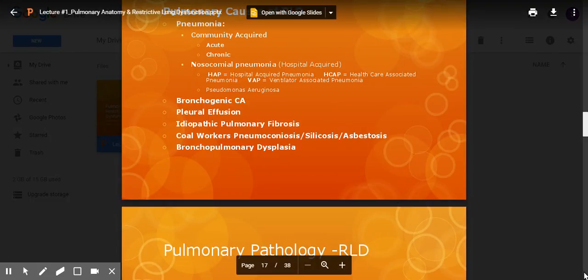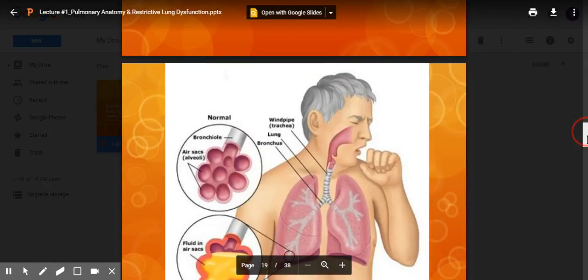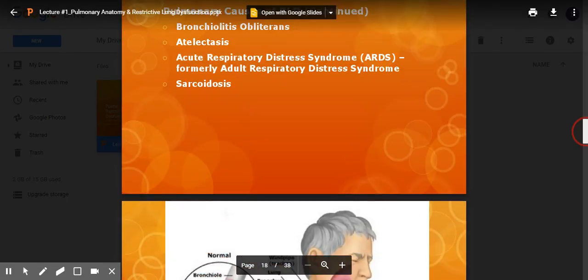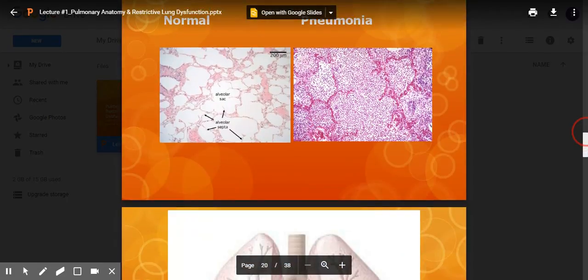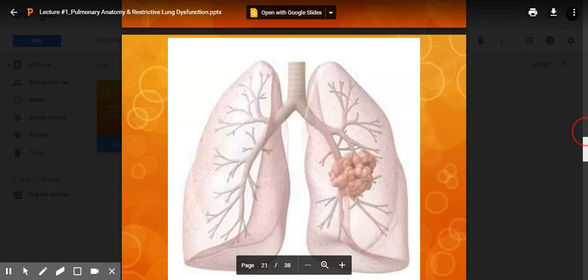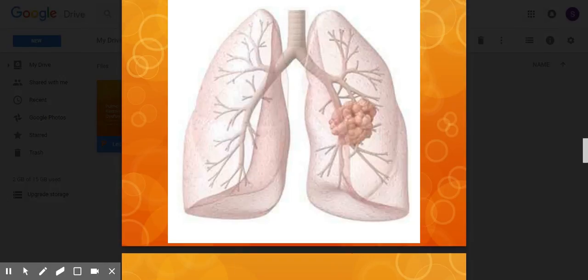Sadly, 80 to 90% of lung cancers are just moving forward to find the slide here to talk about cancer issues. 80 to 90% of lung cancers are directly related to tobacco use.